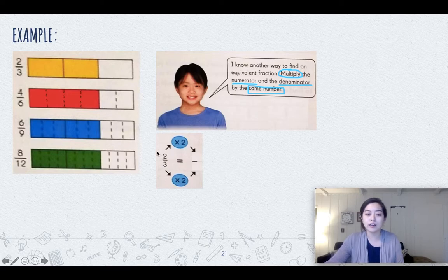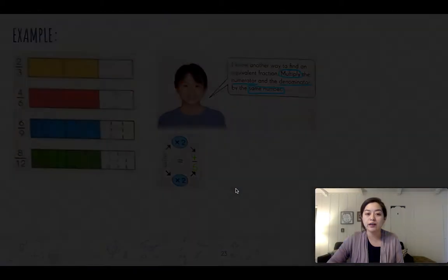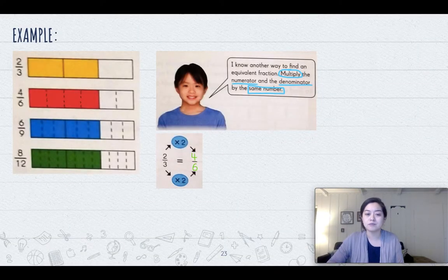So I have my fraction 2/3. My numerator is 2, my denominator is 3. Let's multiply the numerator by 2 and the denominator by 2 and see what we get. Okay, so first let's multiply the numerator by 2 and you get 4. Let's multiply the denominator, 3 by 2, and you get 6. Are 2/3 and 4/6 equivalent fractions?